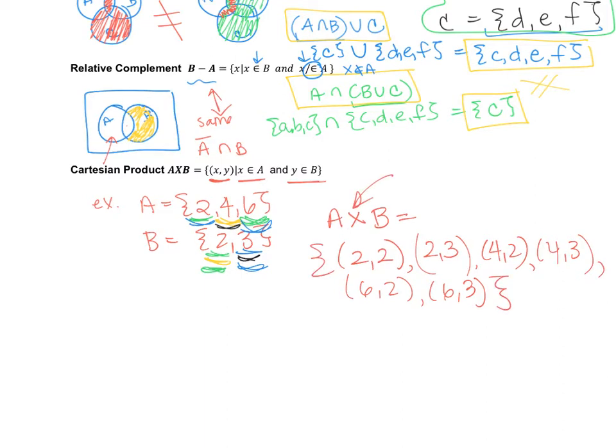The Cartesian product creates a new set that is a bunch of ordered pairs made up of those previous 2 sets.